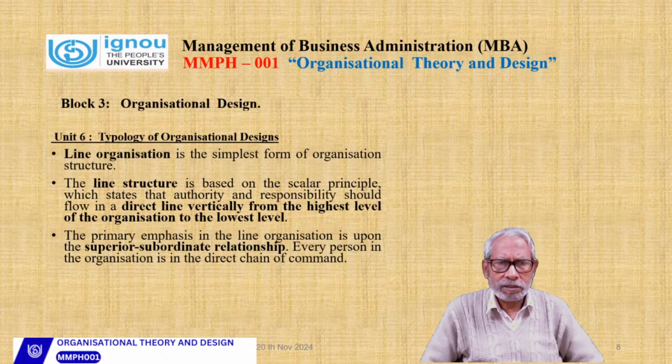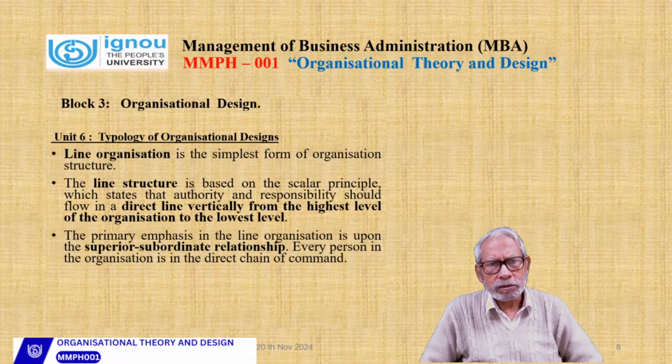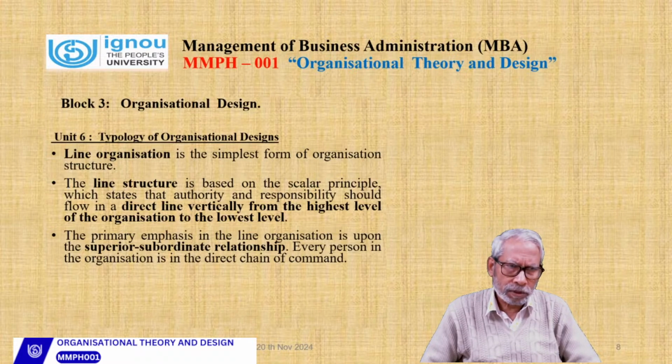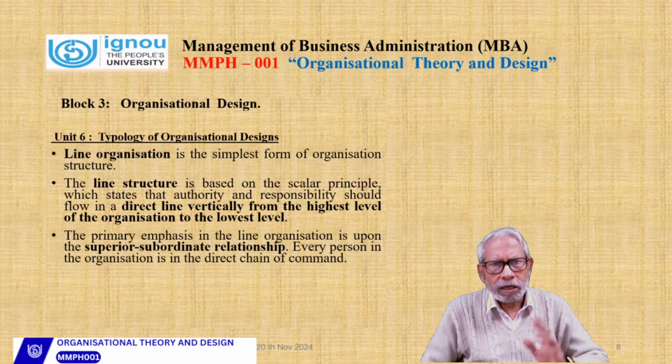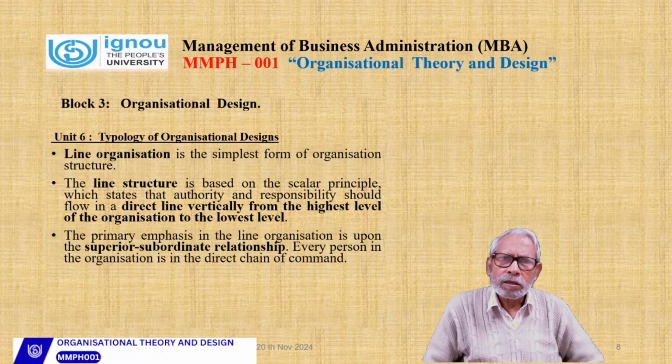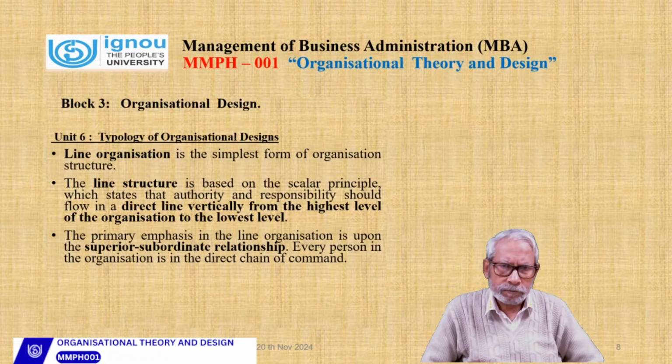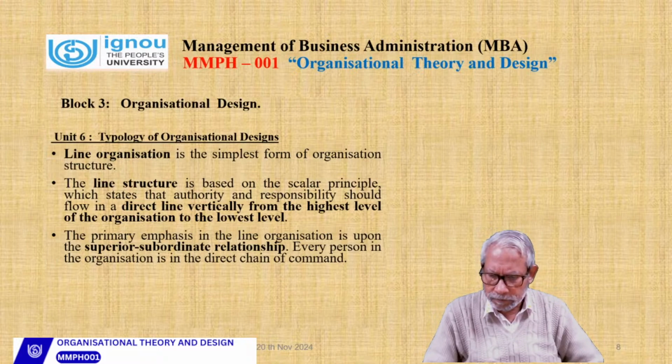The primary emphasis in the line organizations is upon the superior and the subordinate relationships. Who will be the superiors and the subordinates. So this is the way you have to make a line, vertical lines. So that's why it's called a vertical line organization. So every person in the organization is in a direct chain of command. It's a direct chain of command.